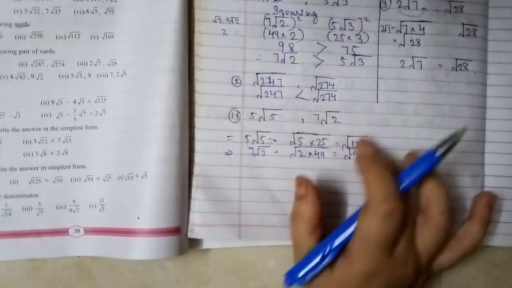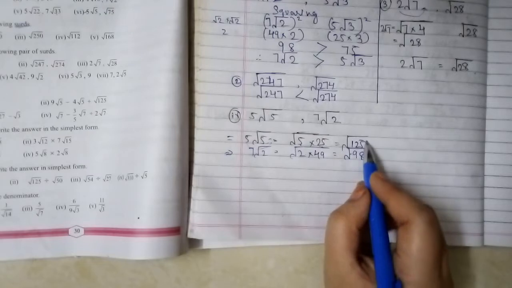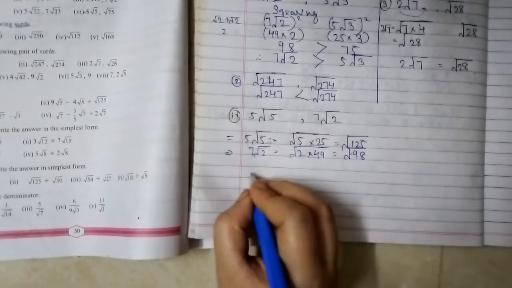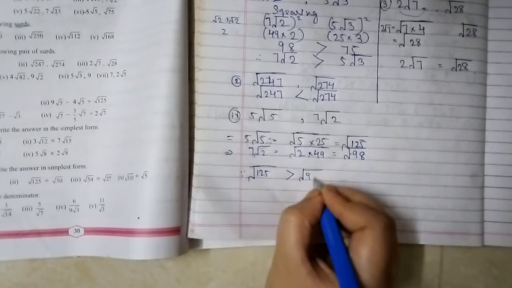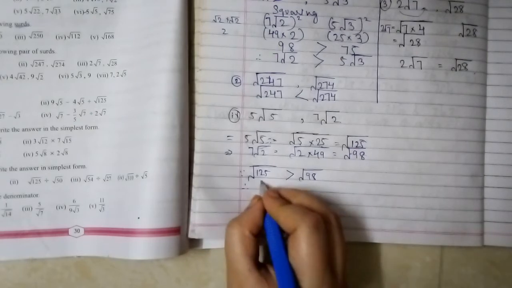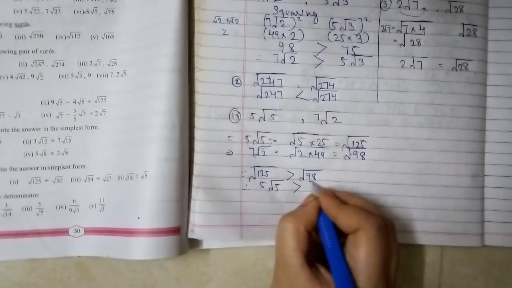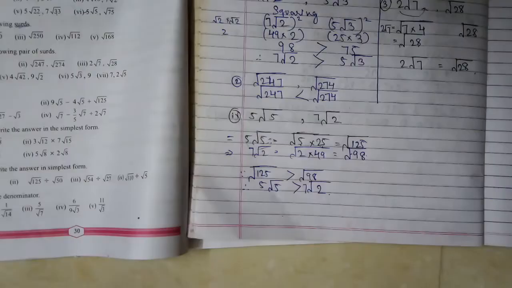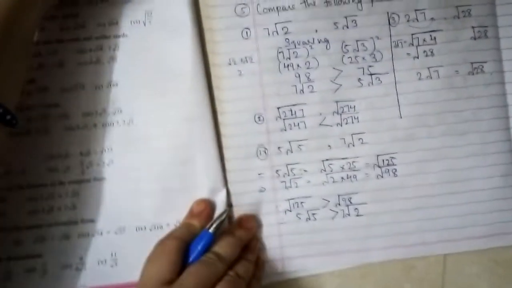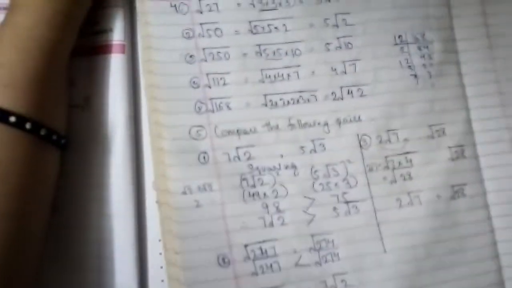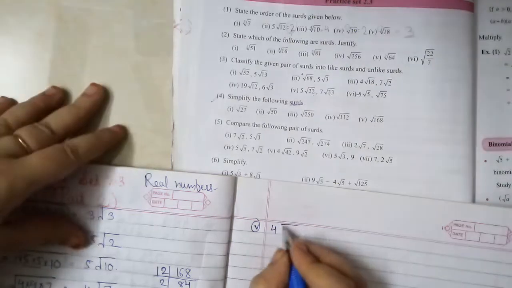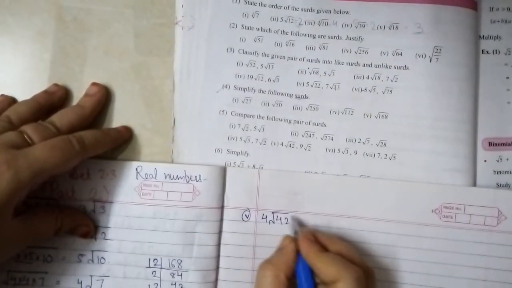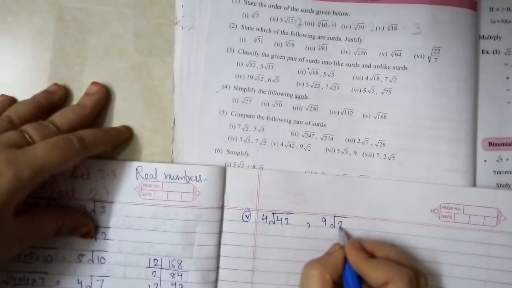By comparing both the surds, this is greater than this. Since square root of 125 is greater than square root of 98, therefore 5 root 5 is greater than 7 root 2. Alright, now let's solve question number 5. Question number 5 is 4 square root of 42 and 9 square root of 2.